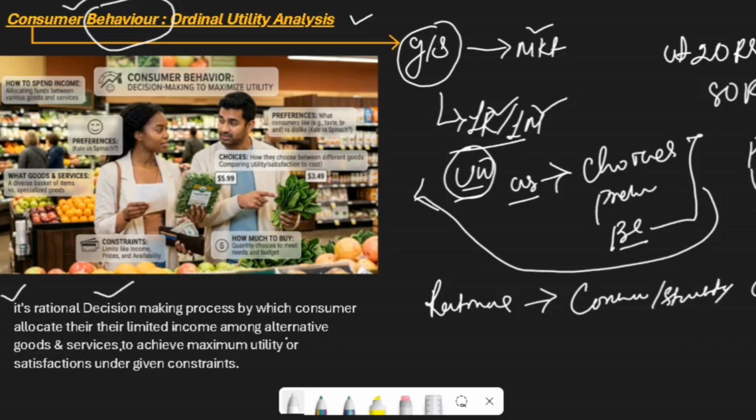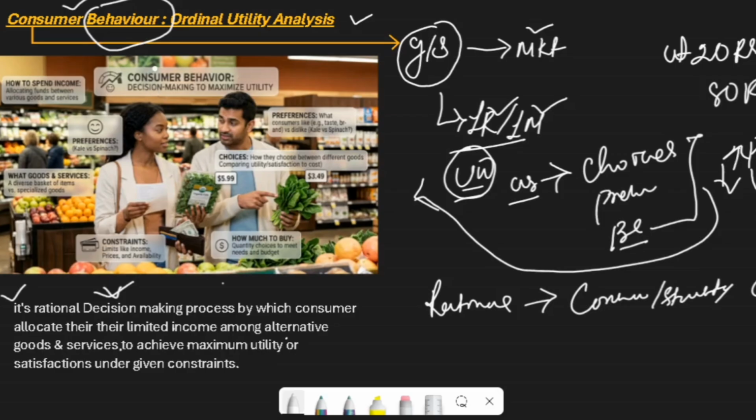a negative relationship between the price and the quantity. Higher the price, lower the quantity demanded; lower the price, higher the quantity demanded. There is a negative relationship between the price and quantity demanded. So consumer behavior is basically a rational decision making process by which the consumer spends their entire limited income among different alternatives to attain the maximum utility from the purchase of the goods and services.